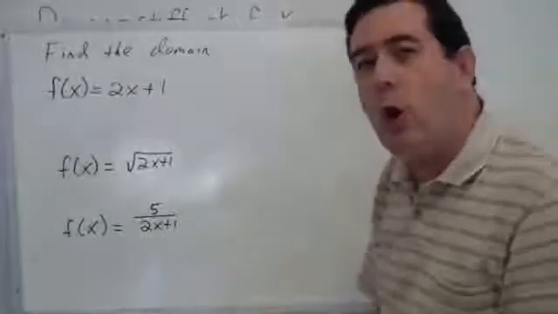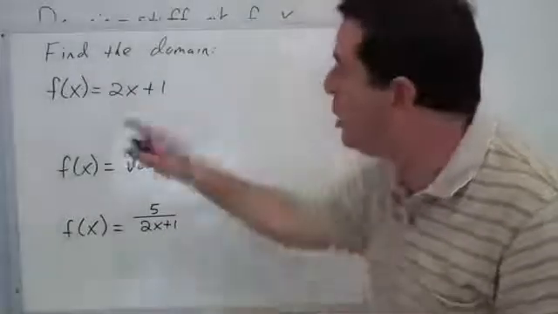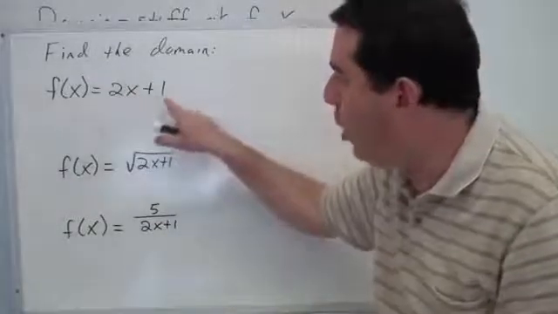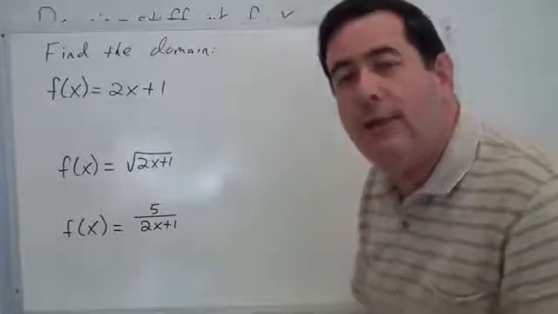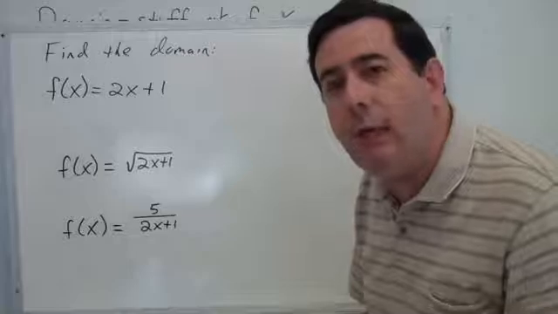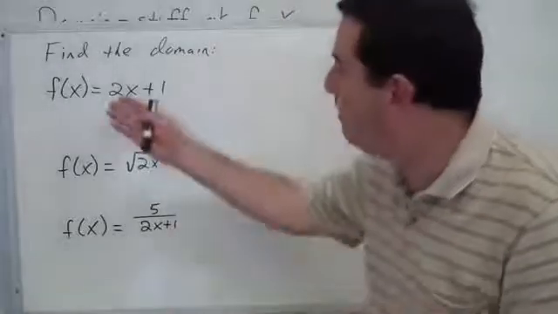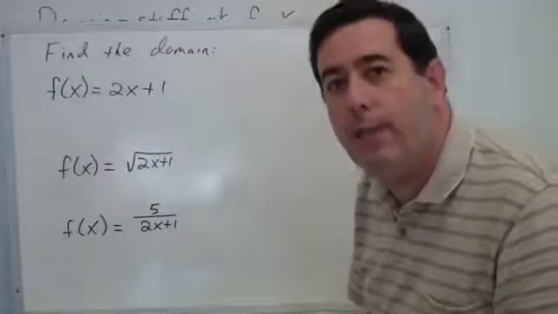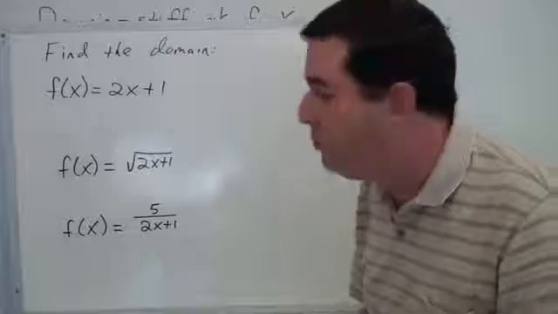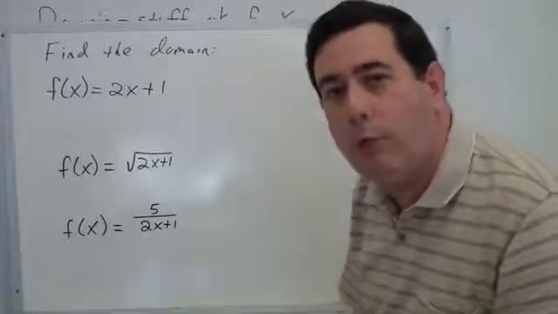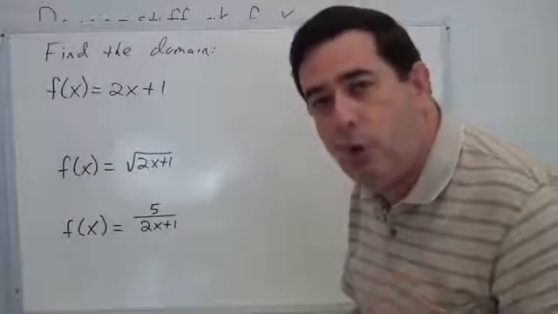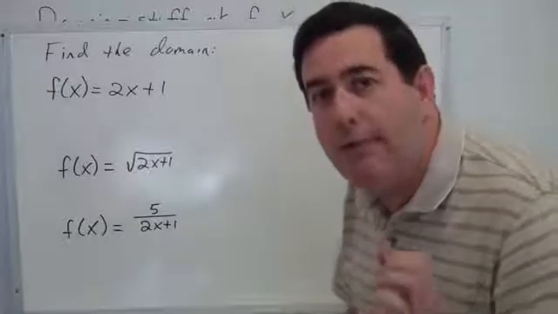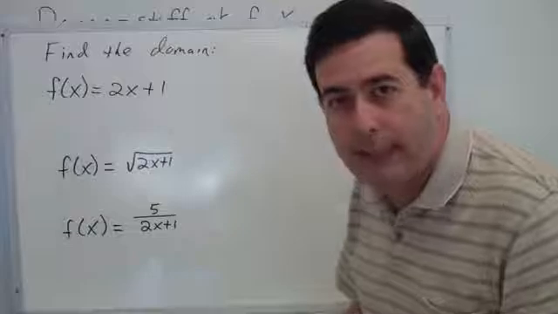For the first one, we're told a function 2x plus 1. Now, as you look at this and you're asked to find the domain, ask yourself, is there a fraction? There's no fraction there. Is there a square root? There's no square root. So as far as we know, there is nothing that restricts the domain. There is nothing that is a problem for X here.